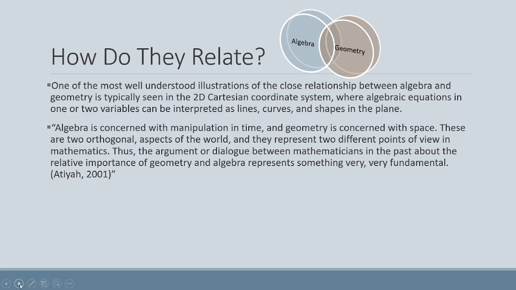So ultimately, algebra is often seen as separate from geometry. Algebra is concerned sometimes, in this source it says, with manipulation in time, whereas geometry is concerned with space. And so this quote says, these are two orthogonal aspects of the world, and they represent two different points of view in mathematics. And thus the argument or dialogue between mathematicians in the past about the relative importance of geometry and algebra represents something very, very fundamental.